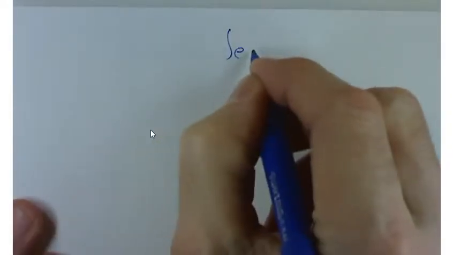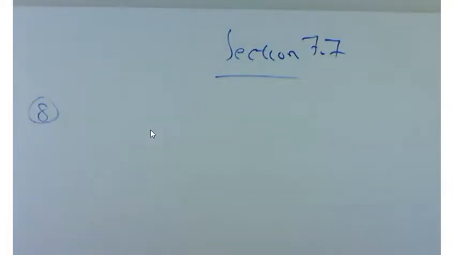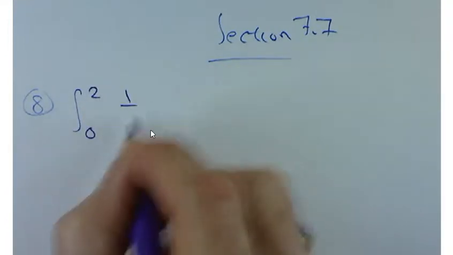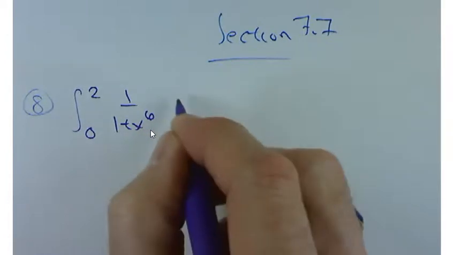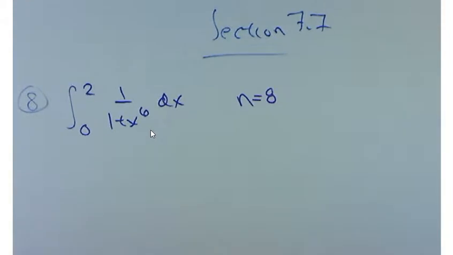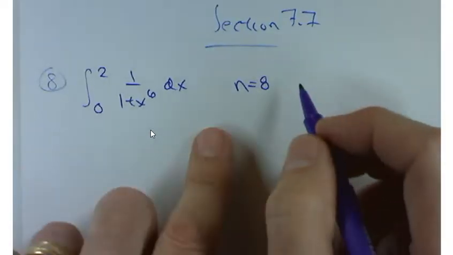So let's take a look at that, and we'll do it with problem number 8 in section 7.7. It's the integral from 0 to 2 of 1 over 1 plus x to the 6th dx, and I want n equals 8 subintervals. So, wow, that's kind of a pain. That's a lot of little subintervals.